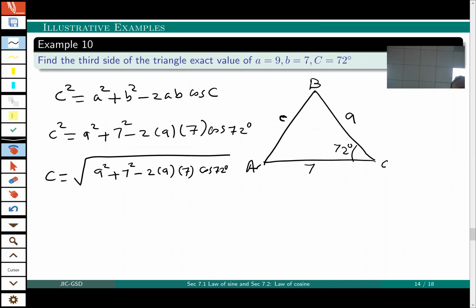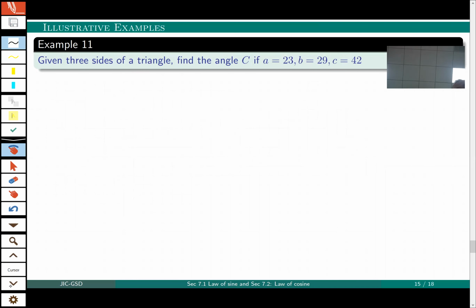So he probably could give you a famous angle, and then you can find the result. Now, given 3 sides of the triangle, find the angle C. I have A, B, C. I have opposite of C, it's 42. I have opposite of B, it's 29. And opposite of A is 23. And what he wants is the angle C.